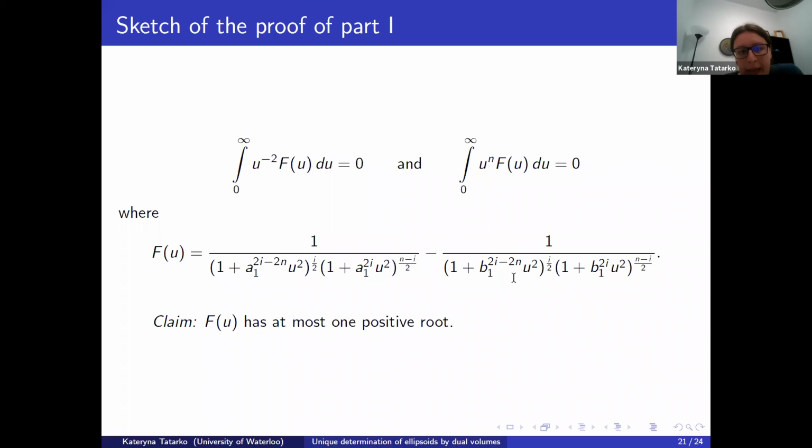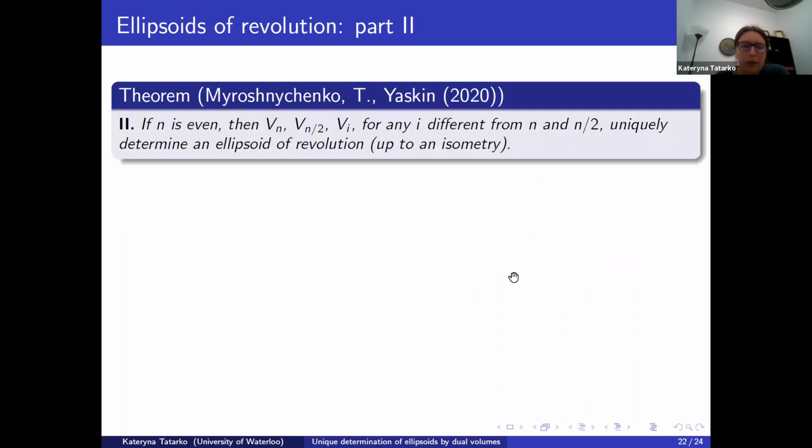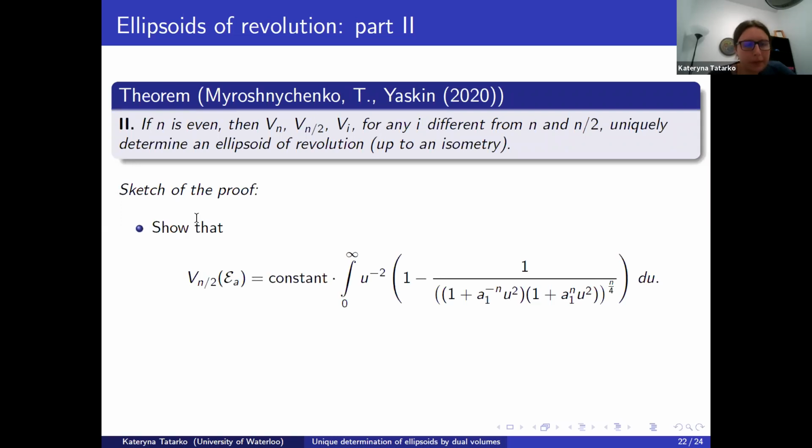Okay, and what we also got is a second partial result, which concerns ellipsoids of revolution. It says that if we look only at even dimensions and fix such a triple of intrinsic volumes, so the volume, the middle intrinsic volume, and any other ith intrinsic volume, then we can determine ellipsoids of revolution uniquely. So let's look at the proof.